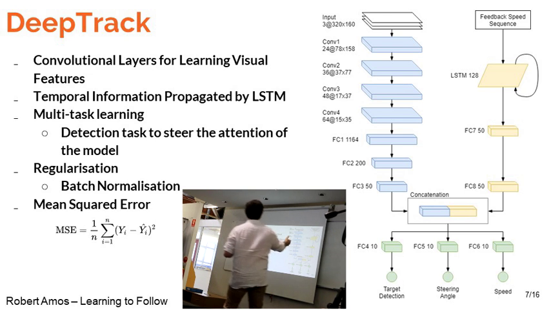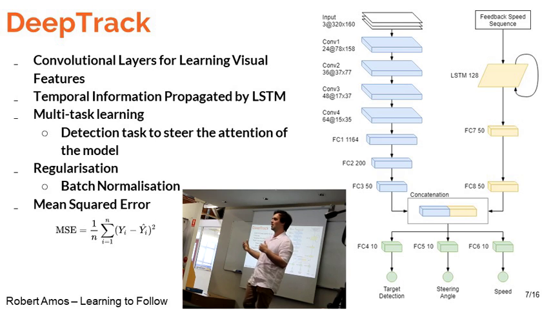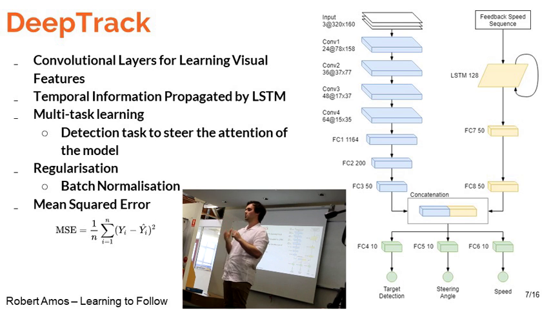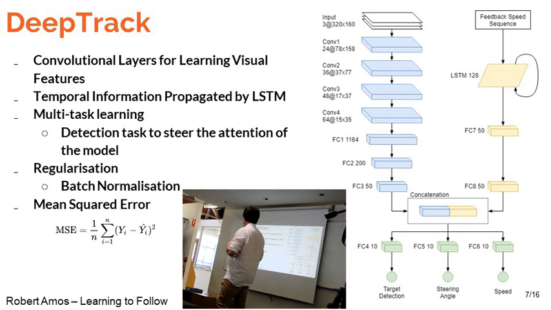Down here I have the three output tasks: the speed prediction, the steering angle prediction, and the target detection task. The target detection task consists of predicting an X and Y coordinate, as well as the width and height of a unique target in each frame. And the intuition of this task is to help the model gain an insight into the relationship between the position of the target in the frame and the steering and speed prediction. Each of these outputs was regressed using the mean squared error loss function.